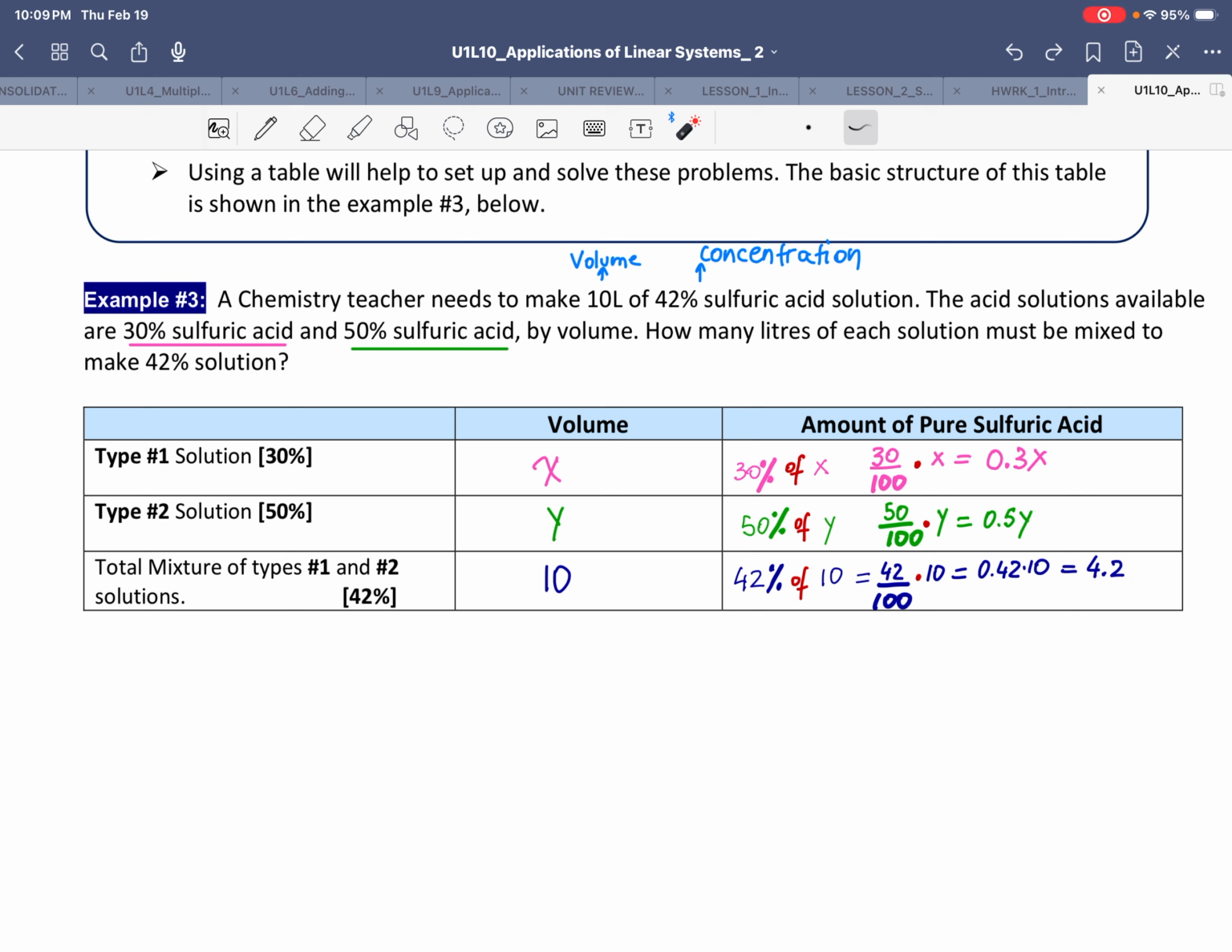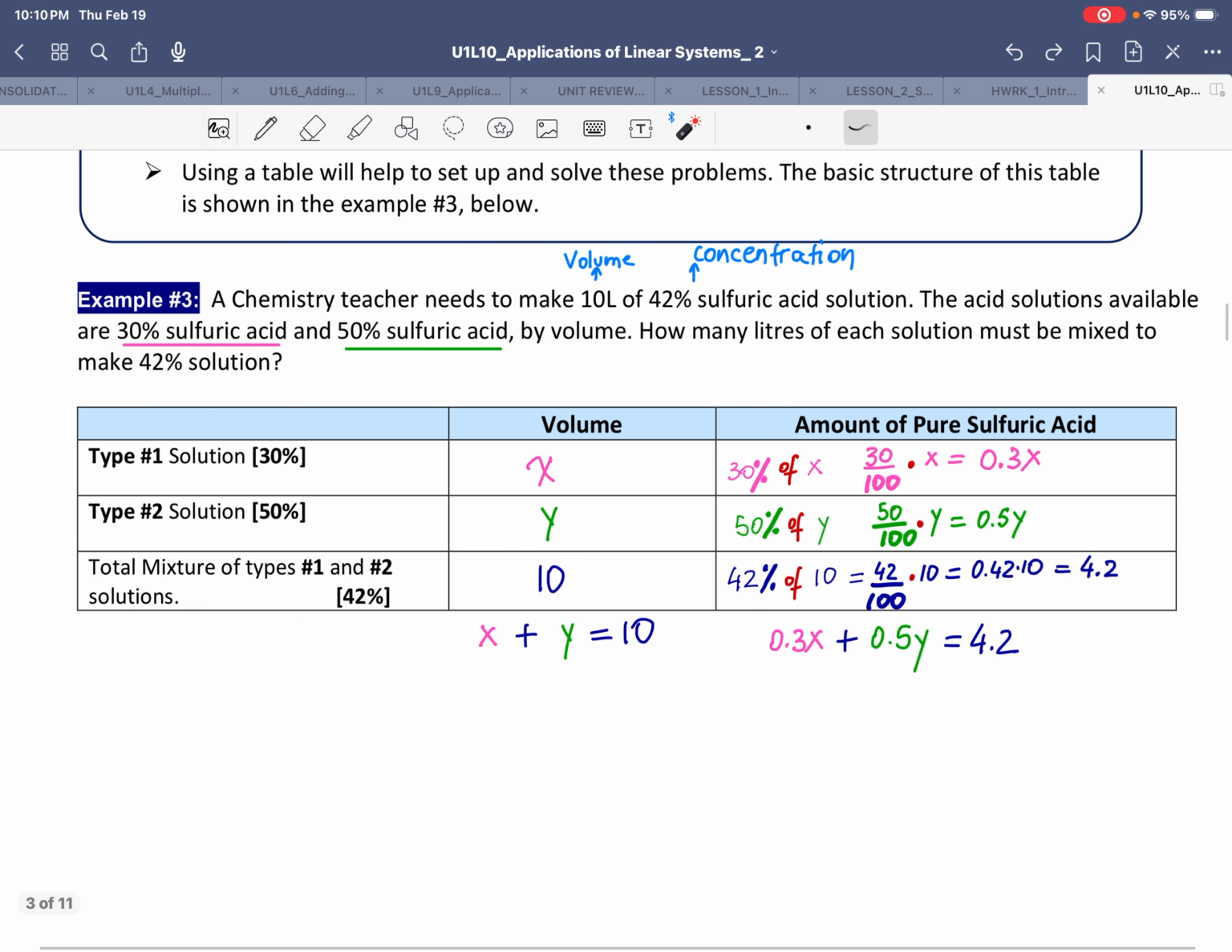So I think we're now ready to create the equations. We know that the total volume is going to be x plus y equals 10. So we're going to set up our first equation. And the total amount of sulfuric acid will be 0.3x, which is pure sulfuric acid from the first, plus 0.5y, which is the amount of pure sulfuric acid from the second solution, would be equal to 4.2 liters. So as you can see, we have created the two equations that we need for the system.